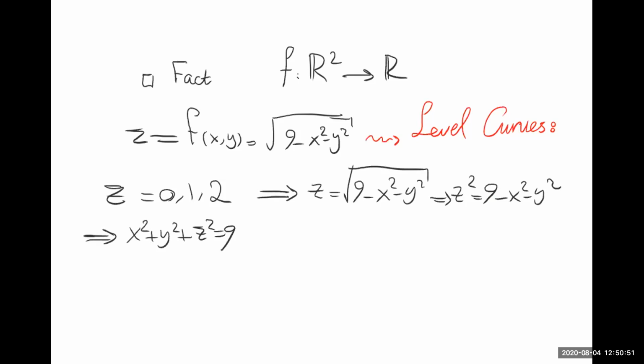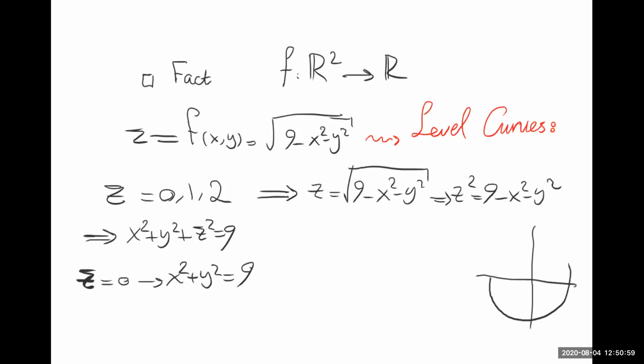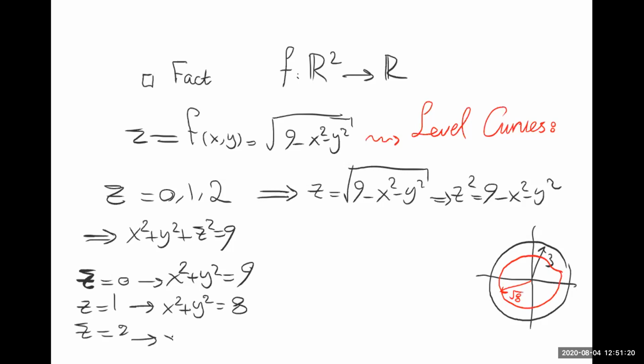Now, if z is 0, it means x squared plus y squared equals 9. It means I have the circle with radius 3. If z is 1, it means x squared plus y squared plus 1 equals 9. If I take 1 to the other side, it would be equal to 8. It means I have a circle with radius square root of 8. And if z is 2, x squared plus y squared plus 4 would be 9. I take 4 to the other side, 9 minus 4 would be 5. It means I have a circle centered at the origin with the radius square root of 5.